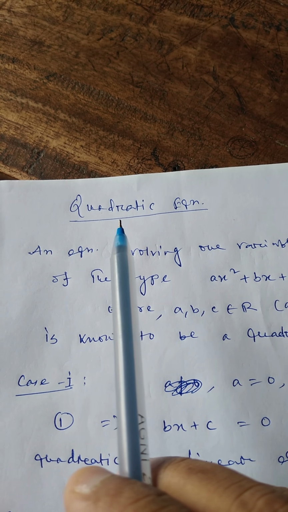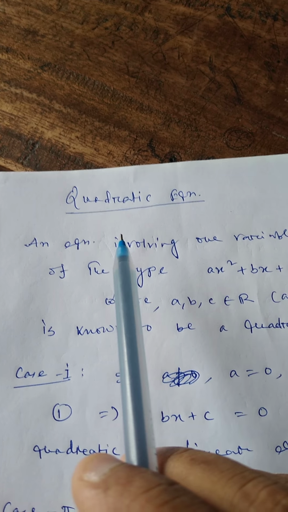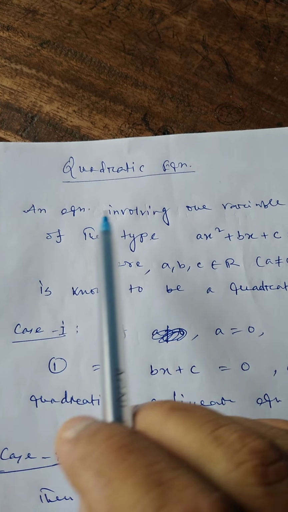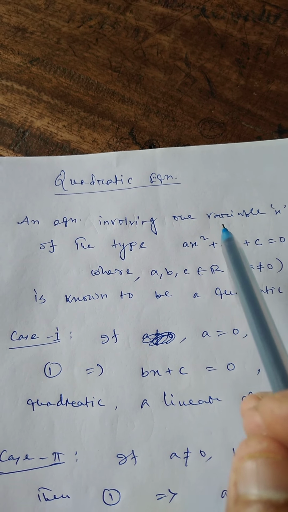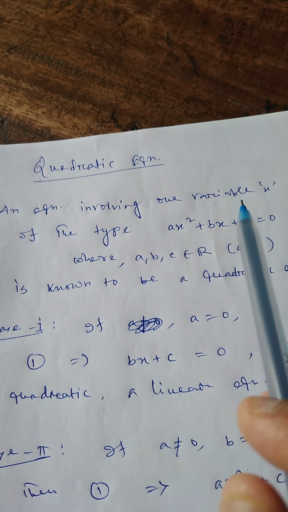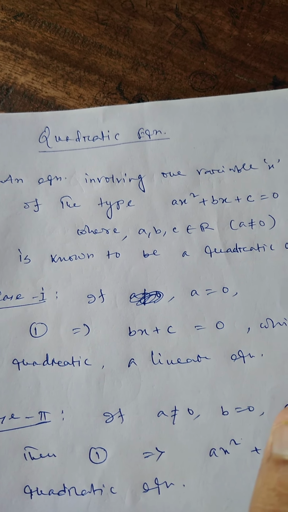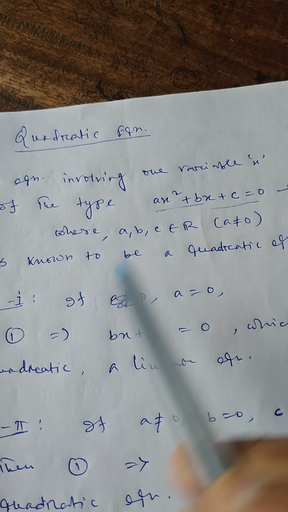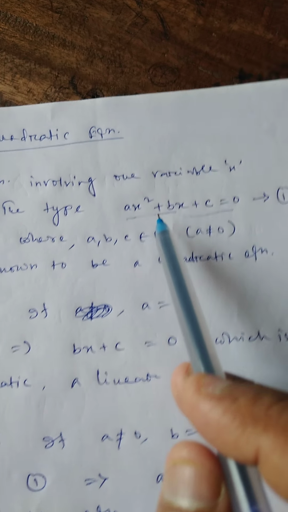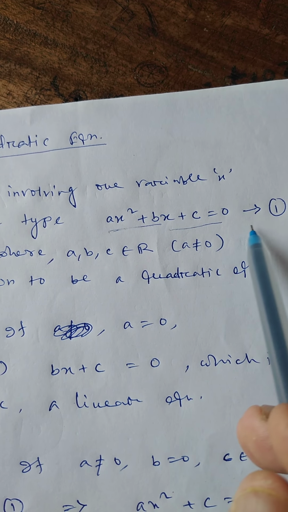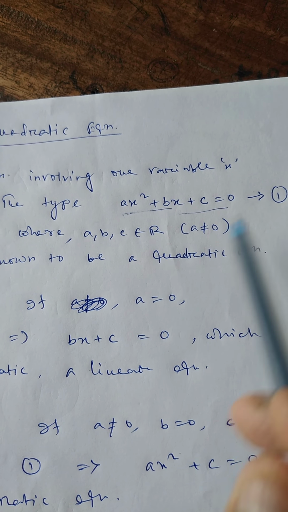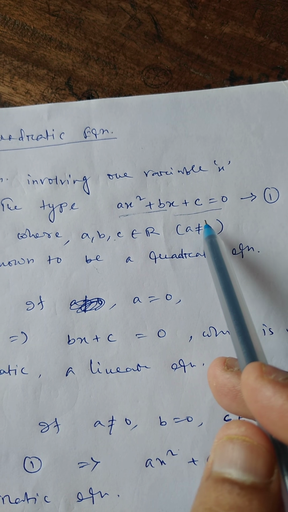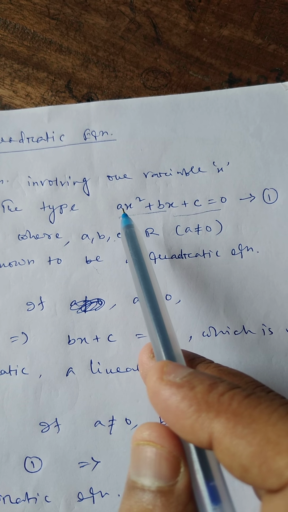Today I shall discuss the techniques of quadratic equation. A quadratic equation, which involves a single variable x, of the type ax square plus bx plus c equal to 0, where a, b, c are real and a is a non-vanishing term, that is a cannot be 0.